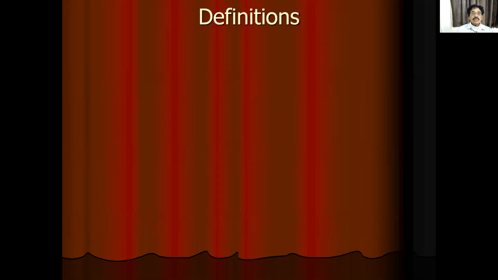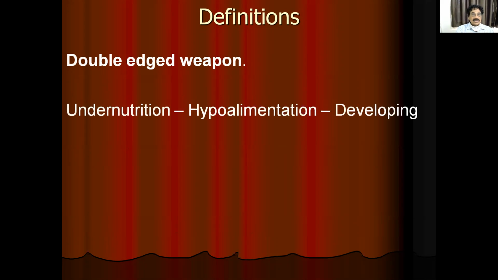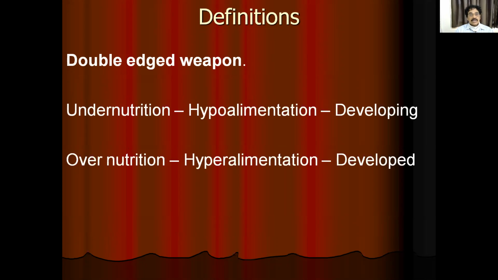Then we go further to define other terms. Nutrition is a double-edged weapon. If you eat too much, you get the problem of overnutrition. If you don't eat well, you get the problem of deficiency, undernutrition, also called hypoalimentation. It is common among developing countries. Overnutrition, hyperalimentation, is most common in developed areas. In developing countries, we have the problem of protein energy malnutrition. In developed countries, you have the problem of obesity. That's why we call nutrition a double-edged weapon.